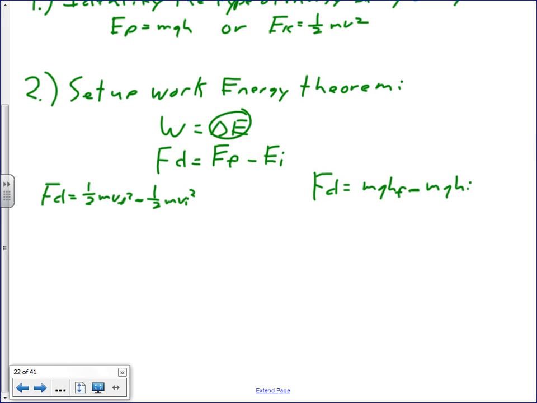Right, if I wanted to calculate VF, could I add M1/2 MVI over to here, and then start manipulating some more? As long as we get to this step, where we've set up that work is equal to a change in energy, we should be able to solve for any part of that equation. And that's what you're going to be asked to do more often than not.